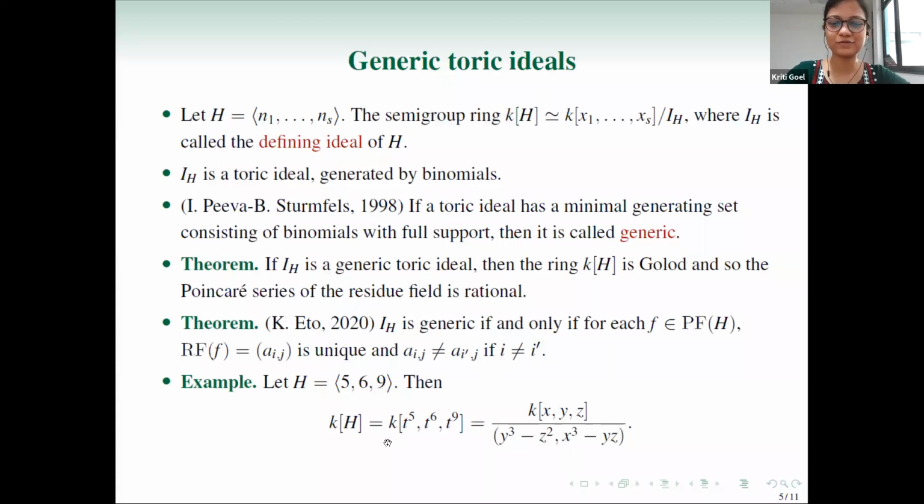And this is indeed true when we look at this semigroup ring as a quotient of the polynomial ring. This is what we get. The defining ideal is generated by y cube minus z square and x cube minus yz. And indeed, when we look at the first binomial, y cube minus z square, it's not a full support. So just a quick example to put things into picture.